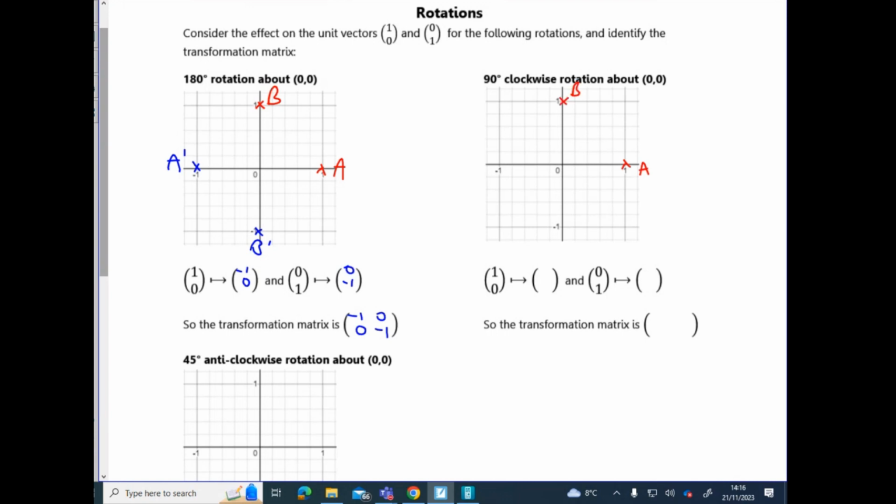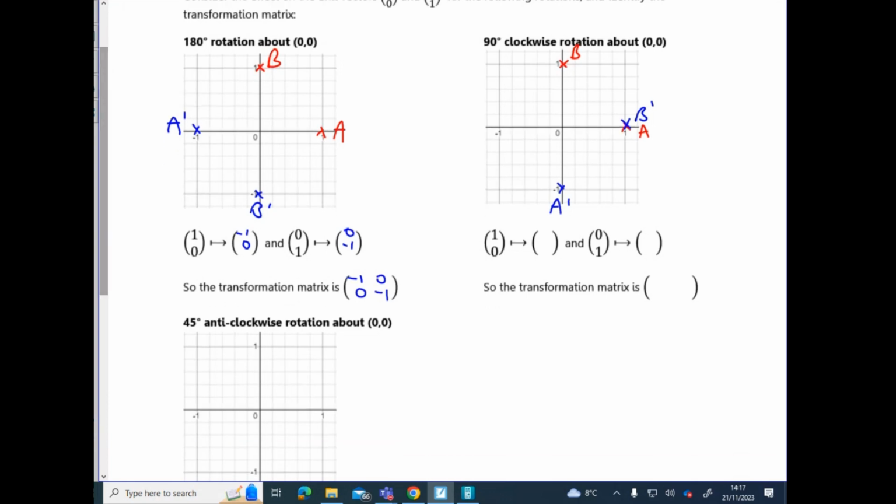So if you've got the points A and B and you rotate these 90 degrees clockwise around the origin, the same way a clock goes around, A goes down here, A dash, and B gets rotated around. Again, notice this looks like the same points as a reflection in the x-axis, but make sure you label these up carefully because they're not the same transformation. So the point 1, 0 now goes to 0, minus 1. Point 0, 1 now goes to 1, 0.